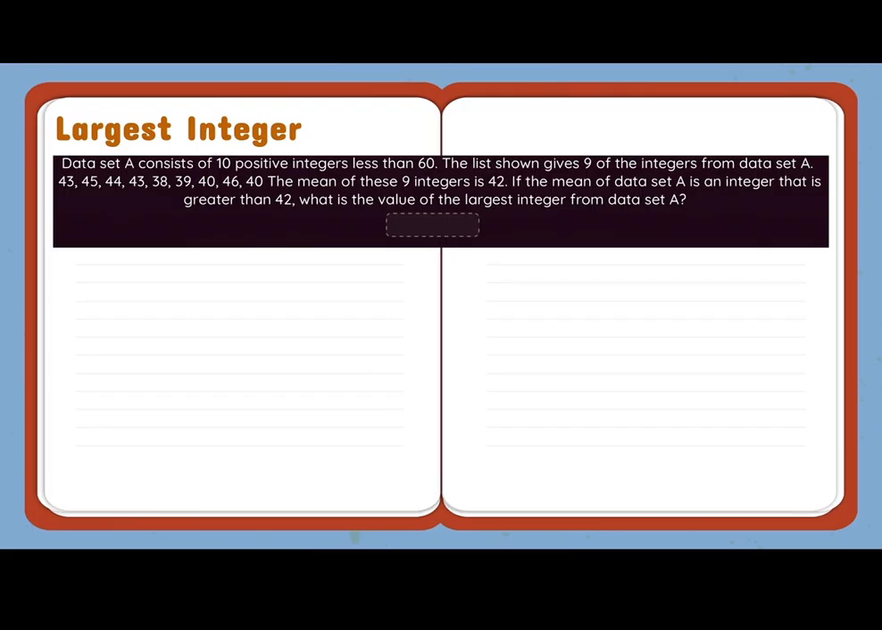Starting off with 1 variable data, we have this question that says data set A consists of 10 positive integers less than 60. The list shows 9 integers, and the mean of these 9 is 42. If the mean of the data set A is an integer that is greater than 42, what is the value of the largest number from the data set A? Now, the wording of this question might confuse you a little bit, but essentially we're asking for the 10th number that can make this data set's mean go from 42 with the 9 integers to 43 with 10 integers.